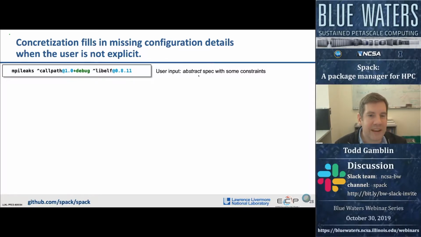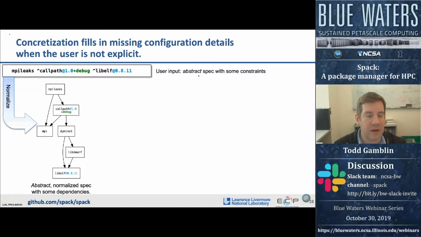And so Spack takes that, and that's what we call normalizing it. It basically fleshes it out into a full DAG here. And on that DAG, it puts the constraints. So you can see here, this is mpileaks, and it knows that mpileaks depends on all these things, as we talked about before. And it knows that for this callpath dependency, you put this constraint at version 1.0 plus debug on it at the command line. It has to be at version 1.0, and it has to use the debug option. And then down here, for libelf, likewise, you have the 0.8.11 version constraint. So that's an abstract spec.